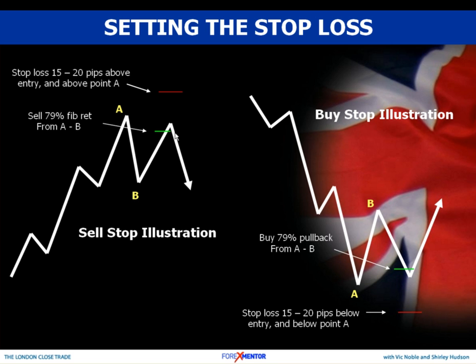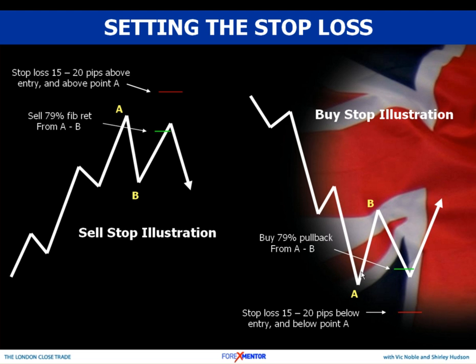Here's our noble entry right here, 79% fib. We want our stop above point A. Okay. And then 15 to 20 pips depending on the volatility. And it drops. Here's our buy example, and it rallies from A up to B. Here's our noble entry right there at 79% because we've come into expected support.